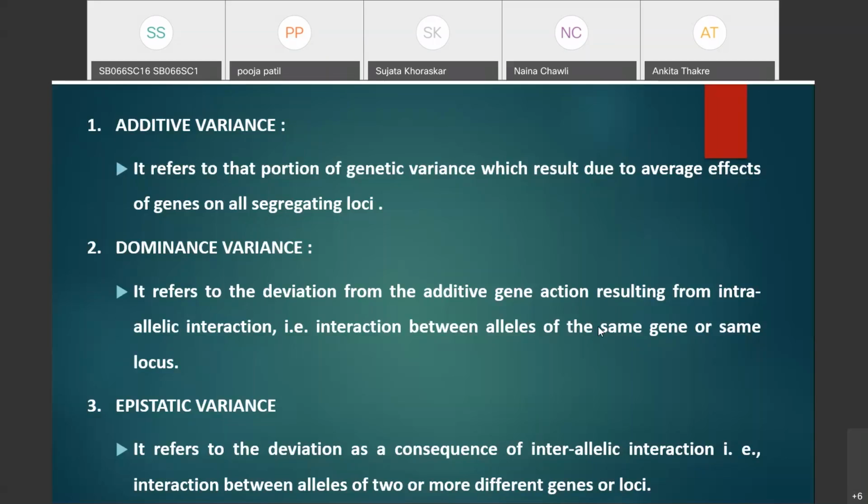Here is the difference between the dominance and the epistatic. The dominance variance arises due to the interaction between the alleles of the same gene or the same locus. The epistatic variance arises due to the interaction between the alleles of two or more different genes or loci. That is all about the additive variance, dominance variance, and the epistatic variance.